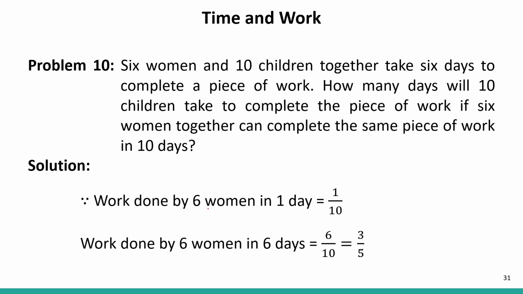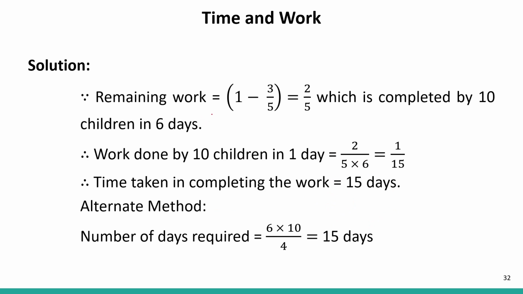So work done by 6 women in 1 day is equal to 1 by 10. So work done by 6 women in 6 days is equal to what? 6 by 10, that is equal to 3 by 5. So remaining work will be what? 1 minus 3 by 5, that is equal to 2 by 5. So which is completed by 10 children in 6 days. Okay, so work done by 10 children in 1 day is equal to 2 by 5 into 6, that is equal to 1 by 15. So time taken to complete the work is equal to 15 days.